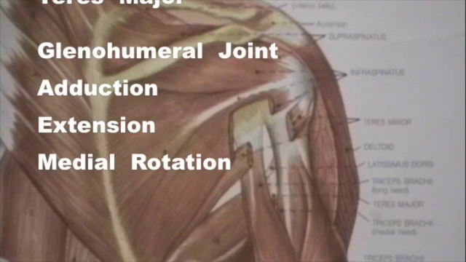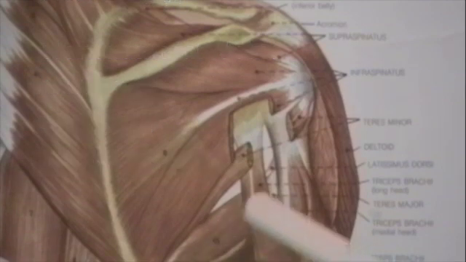This muscle is teres major. Some people will include that in the rotator cuff muscles, other people will not include that. Teres major goes around to the front of the humerus, the anterior part of the humerus, close to the bicipital groove.